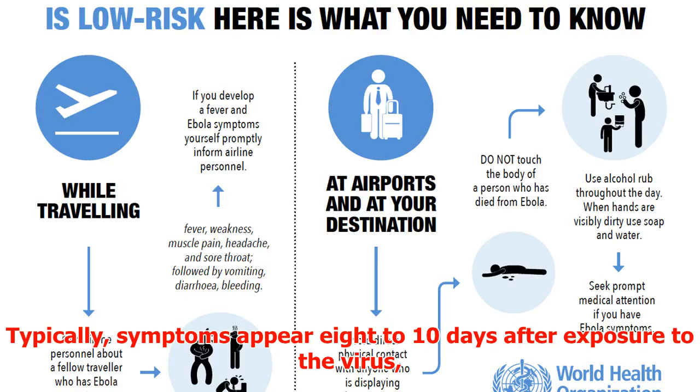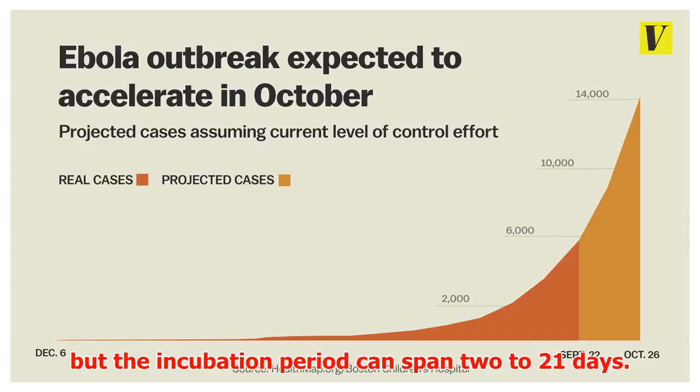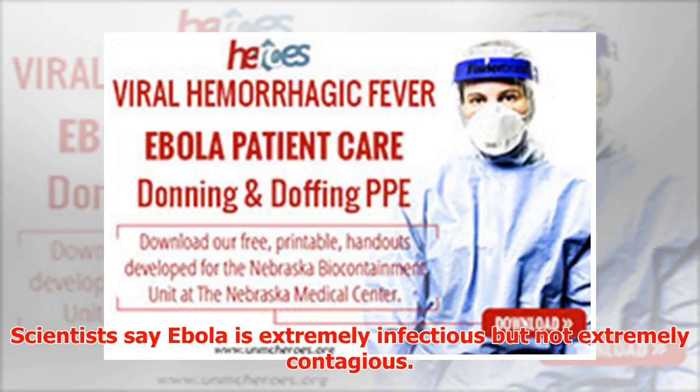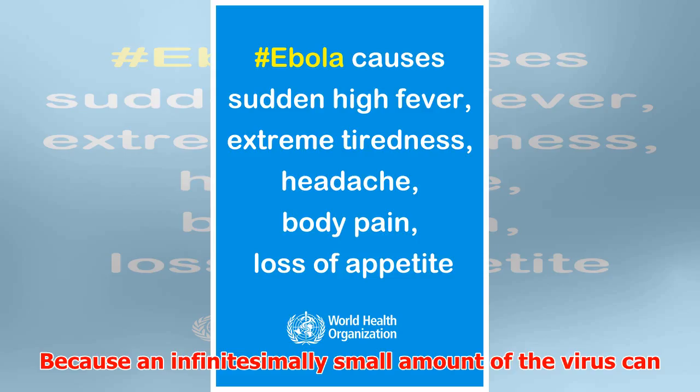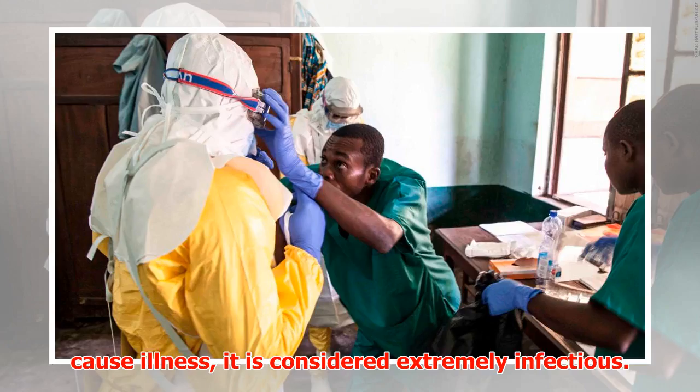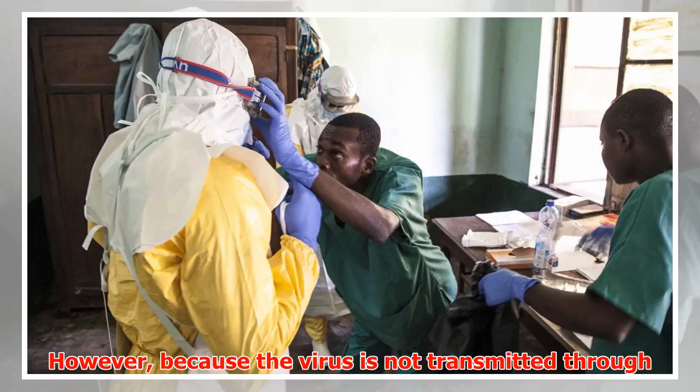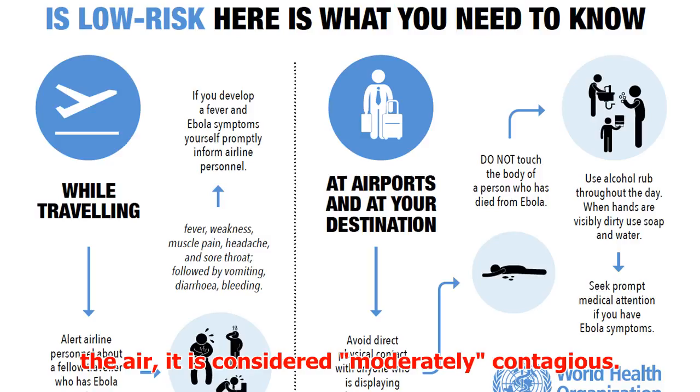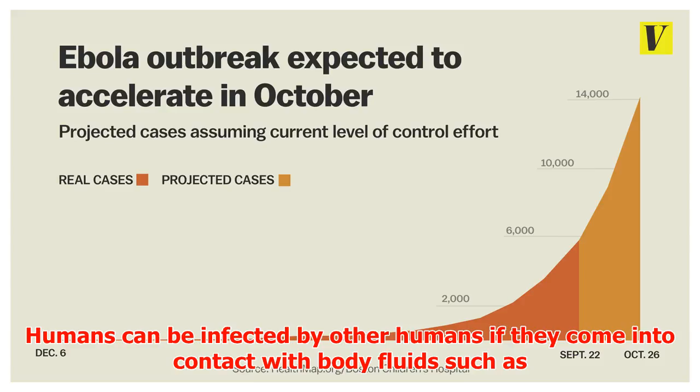Typically, symptoms appear 8 to 10 days after exposure to the virus, but the incubation period can span 2 to 21 days. Scientists say Ebola is extremely infectious but not extremely contagious. Because an infinitesimally small amount of the virus can cause illness, it is considered extremely infectious. However, because the virus is not transmitted through dirt, it is considered moderately contagious.